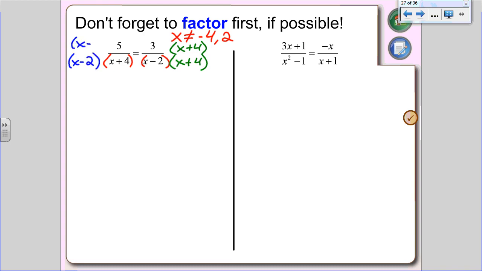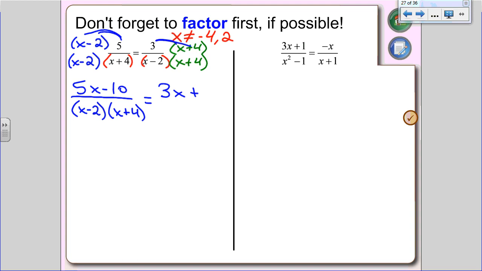If you combine those together, you now multiply the 5 in, 3 in, and you get (5x - 10) divided by (x - 2)(x + 4), equals (3x + 12) divided by (x - 2)(x + 1). So I found a common denominator. I multiplied my numerators together. Now I do my trick.